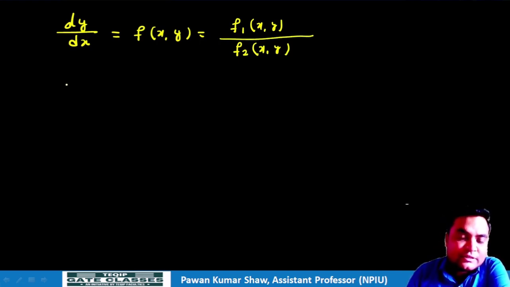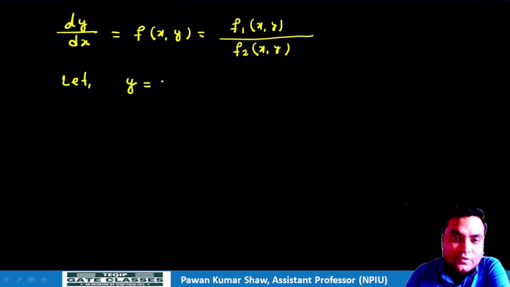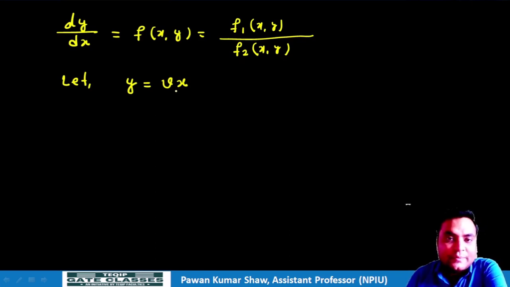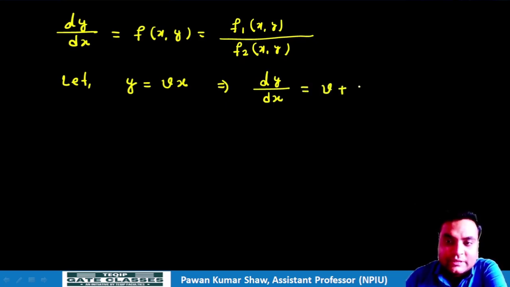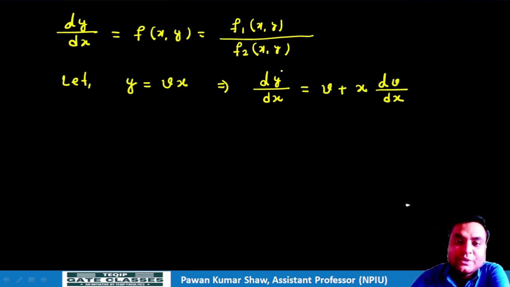we will take some substitution: let y equal to v of x, or y by x equal to v, and now we can convert this differential equation in terms of x and v. So after taking the derivative, dy by dx is equal to v plus x dv by dx. We can replace this dy by dx with v plus x dv by dx, so that we can convert the problem in terms of v and x.